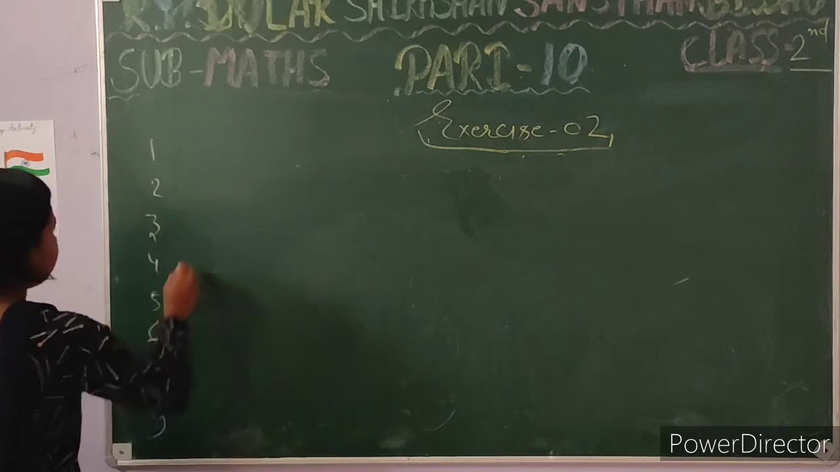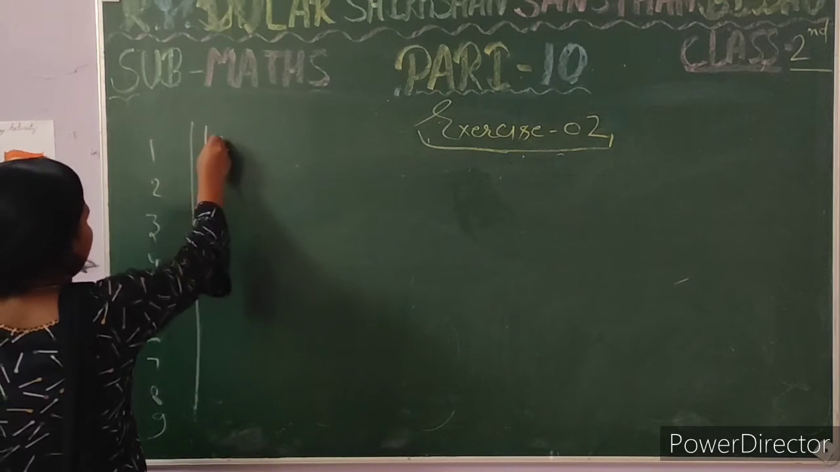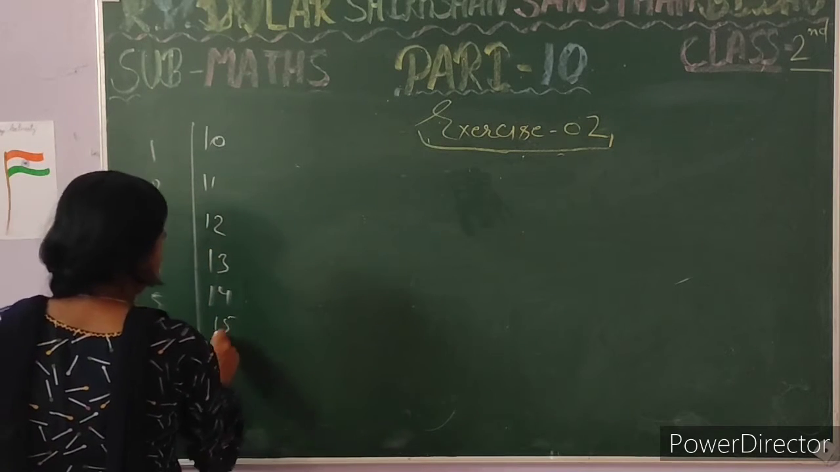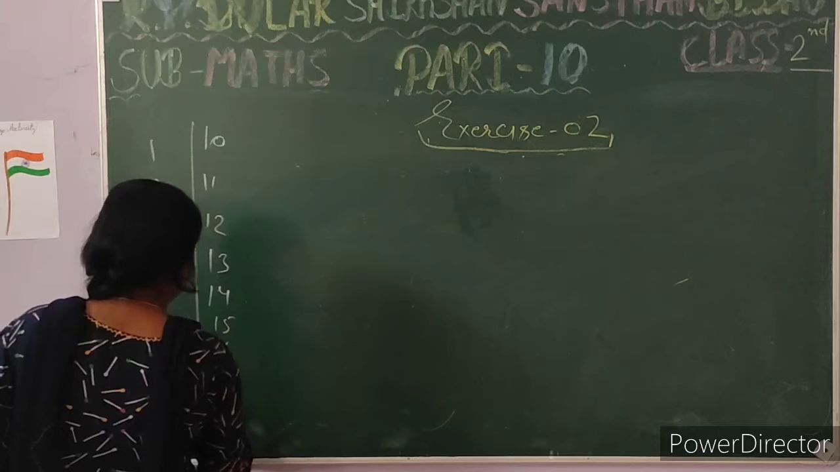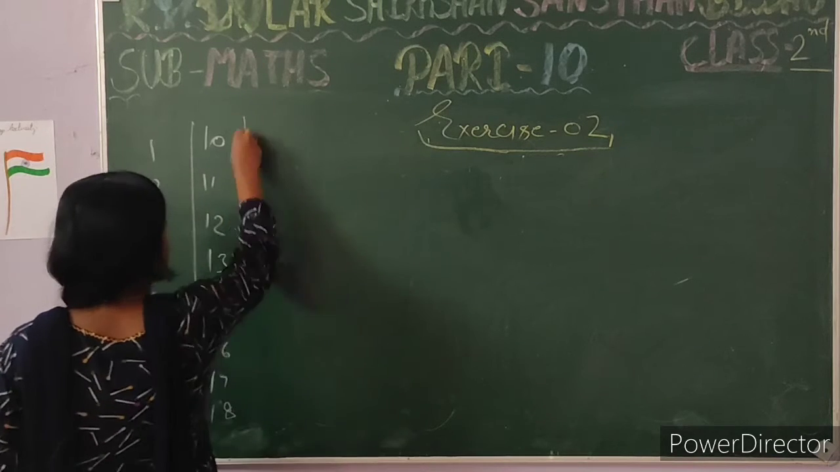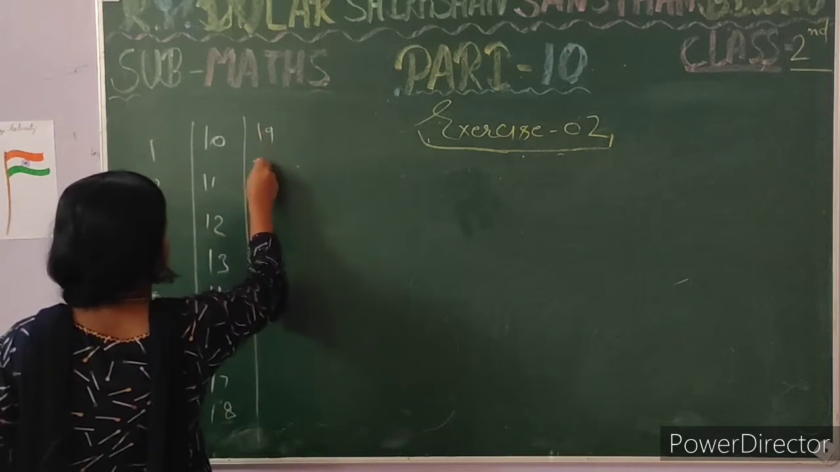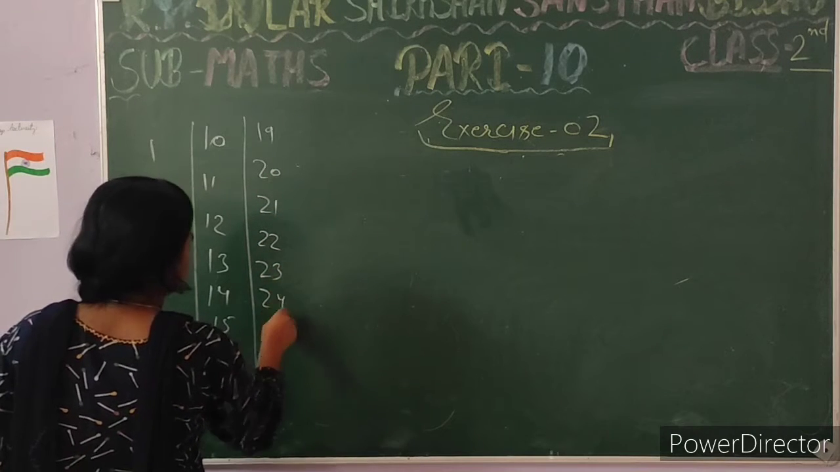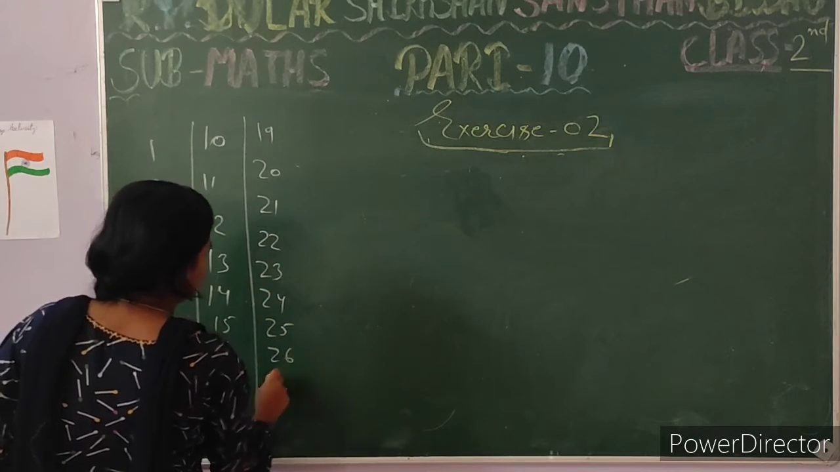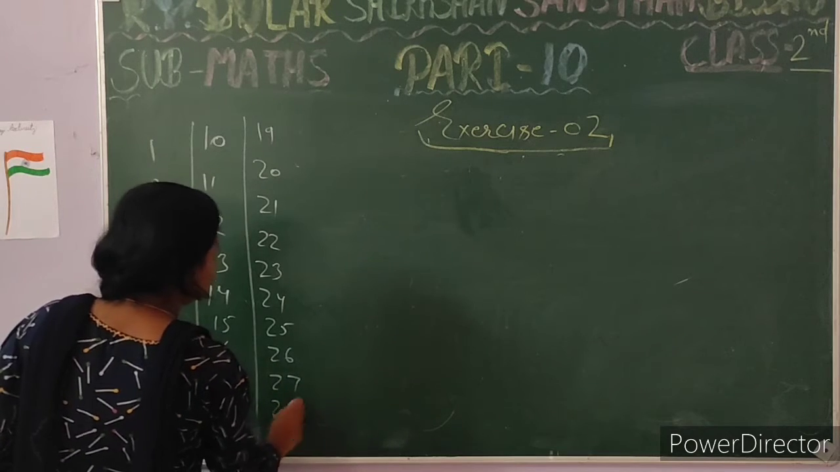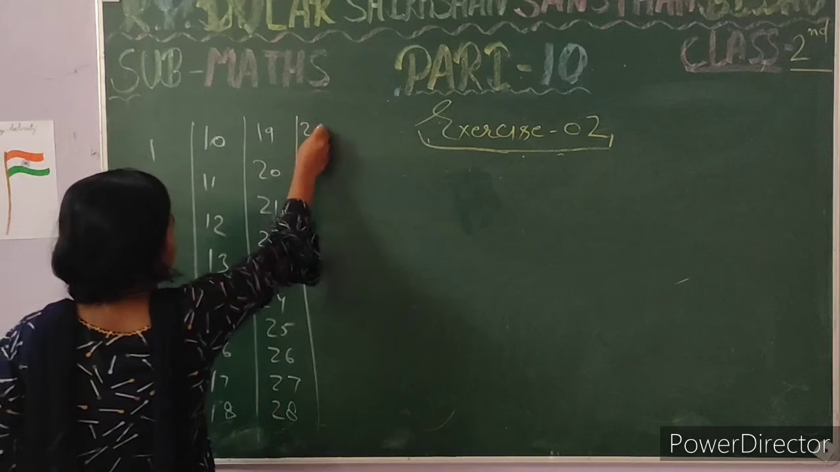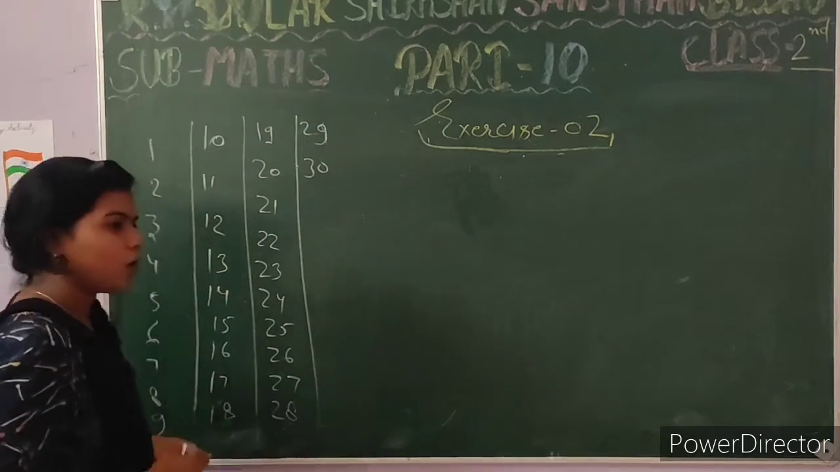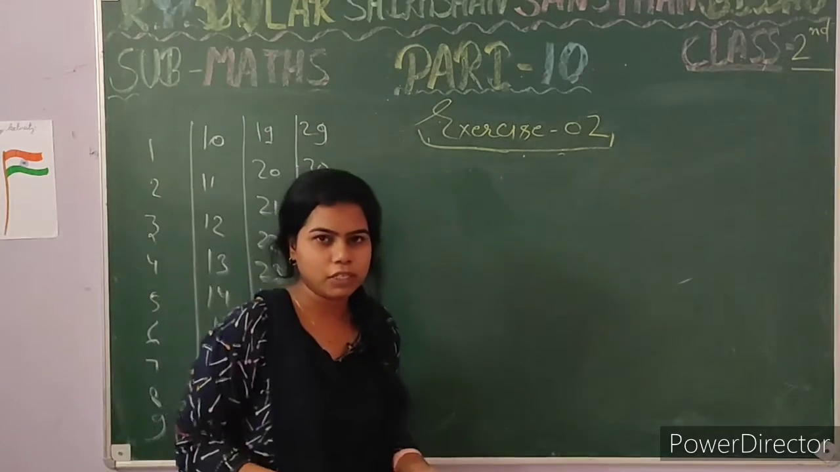8, 9, 10, 11, 12, 13, 14, 15, 16, 17, 18, 19, 20, 21, 22, 23, 24, 25, 26, 27, 28, 29, 30. Students, I write here counting 1 to 30. Normal counting I write here 1 to 30.